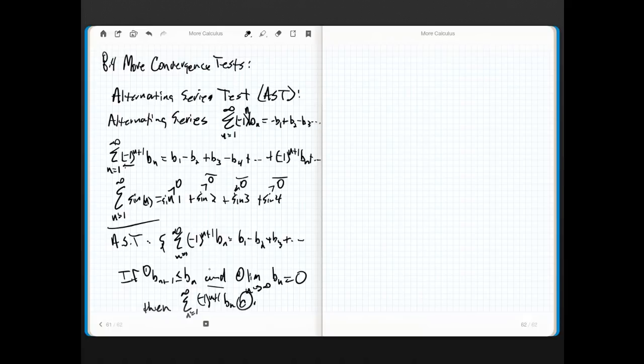There's really nothing to it. What do we have to show? Let's go easy. First things first. We have to show that b sub n plus 1 is less than or equal to b sub n.